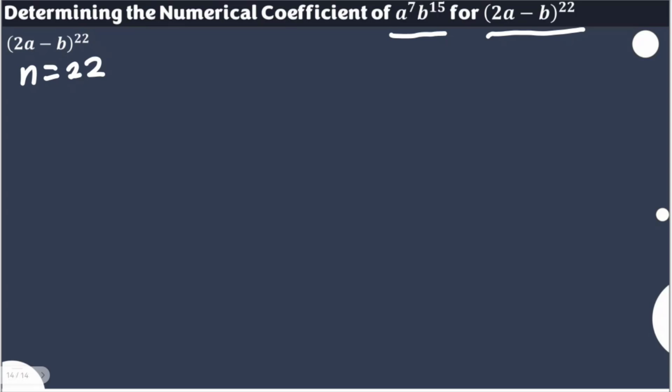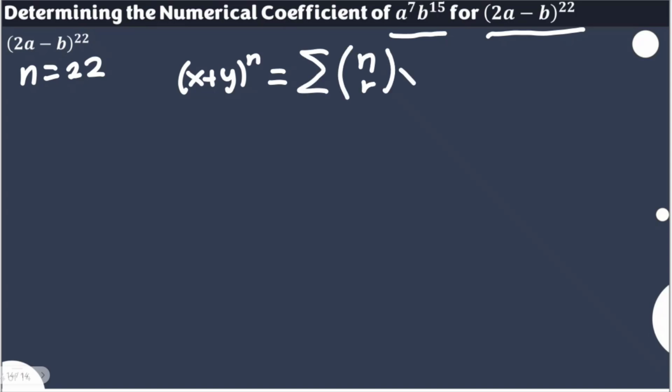Now, how do we identify the numerical coefficient even without expanding it, or even without the use of Pascal's triangle? We just need to look into the binomial theorem, and it tells us this: for x plus y raised to the power of n, the expansion is the summation of n taken r, x to the power of n minus r, y to the power of r, as r starts from 0 to n. So we simply need to take this portion here.